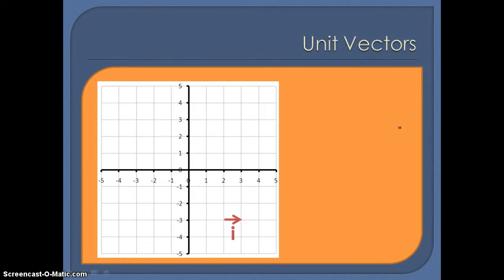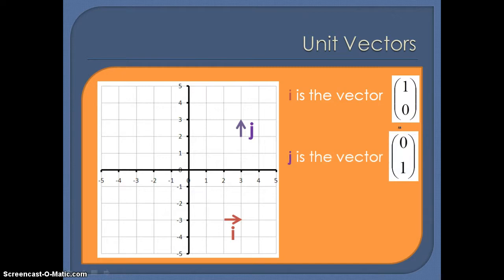So the unit vector i looks like that, and the unit vector j looks like that. These small vectors are 1 unit in length, hence the name. i is the vector (1, 0), so 1 unit to the right, and j is the vector (0, 1), 1 unit up.